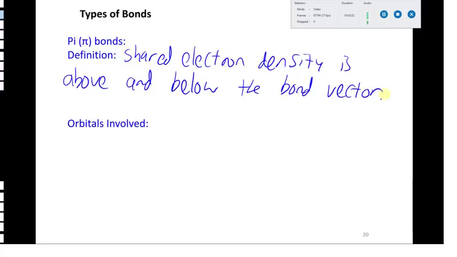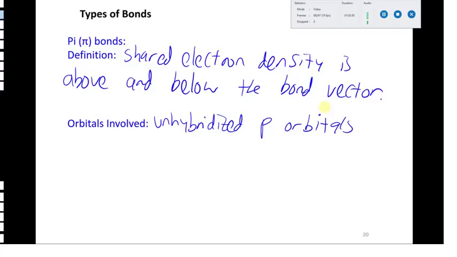And so the types of orbitals that are involved, these are the types of bonds that are formed when you have unhybridized p orbitals. At least in the general chemistry sense, it's more complicated than this later on in chemistry, but in this course, we just have to think about unhybridized p orbitals as being involved in forming pi bonds. All right, so hybrid orbitals are never involved in forming pi bonds, only unhybridized p orbitals.